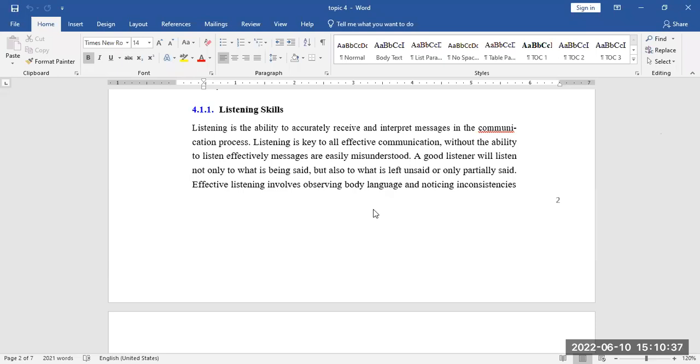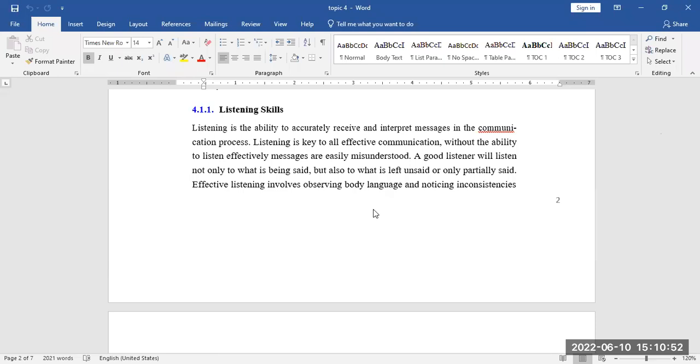So listening, we are saying that it is the ability to accurately receive and interpret messages in a communication process. And when you listen effectively, you understand and you respond effectively.